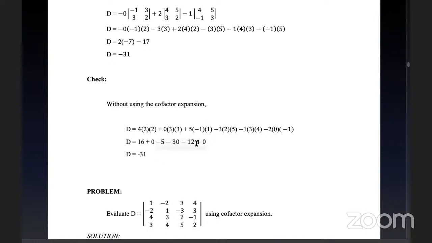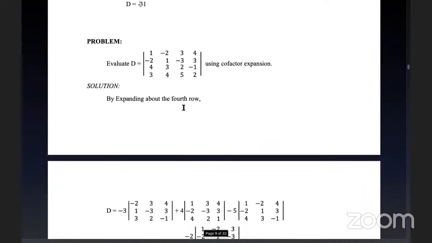Kasi, ayan, 13, 16, tama. Okay, ito naman, applicable din siya. Mas maganda siya pag mataas na yung order natin. So 4 by 4. So in this case, wala kang 0 dyan. So pili ka na lang kung saang row or column gagamitin mo para ma-expand. So by expanding about the 4th row, so ito yung mga values ng elements na ating consider. So 3, 4, 5, 2.